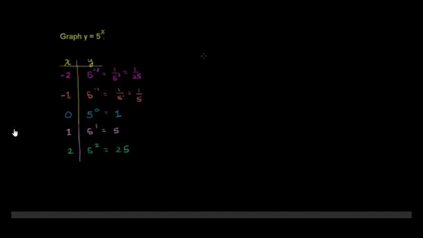So let me get some graph paper going here. My x's go as low as negative 2, as high as positive 2, and then my y's go all the way from 1/25 all the way to 25. So I have positive values over here. So let me draw it like this. So this could be my x-axis. And then let's make this my y-axis. Draw it as easy as I can.